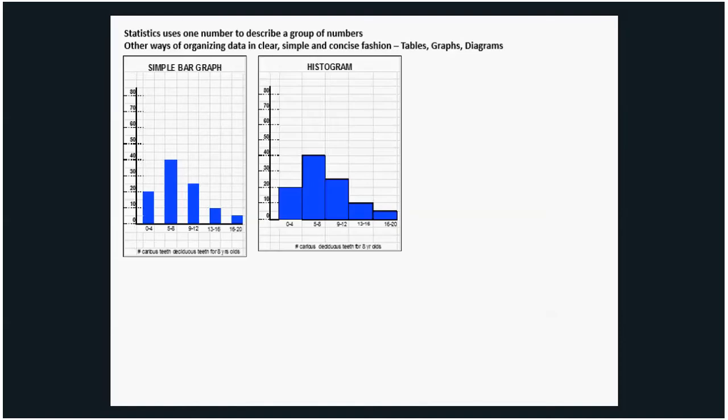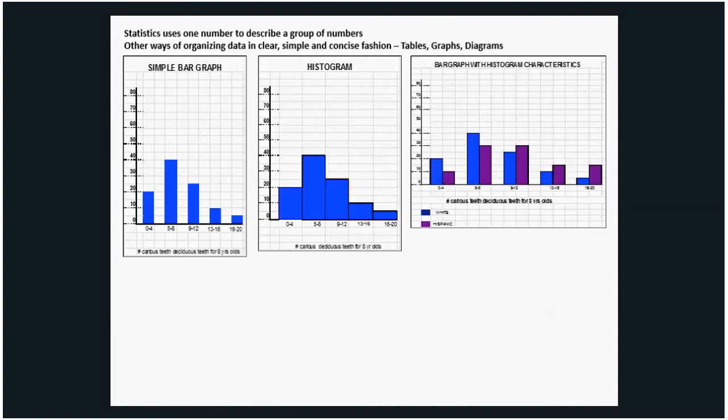Now, we could present this in another format, which would be a histogram. The histogram is basically a bar graph where the bars all touch. Same information, but we're connecting them. Then you've got bar graphs with histogram characteristics.